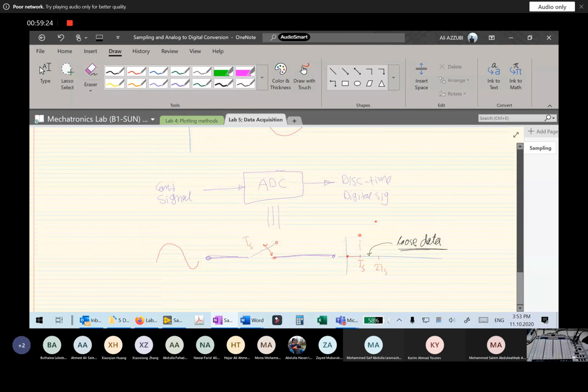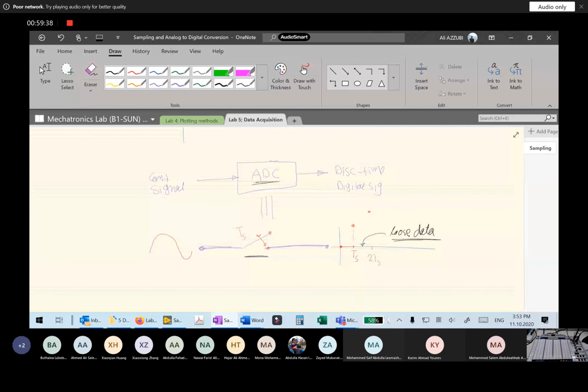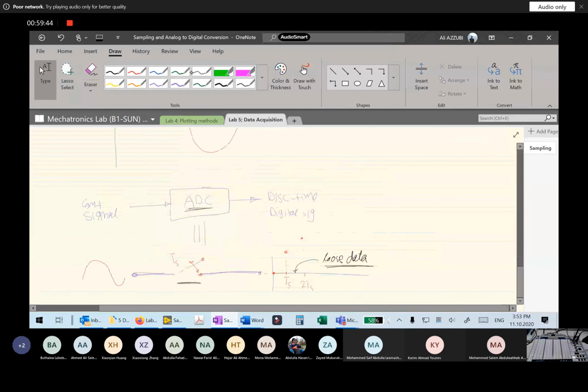Again, why does this happen? Why does the analog to digital converter behave like a switch like this? Simply because all computers are discrete because they are driven by a clock. I believe we digressed from the topic a little. Simply because they are clock driven.